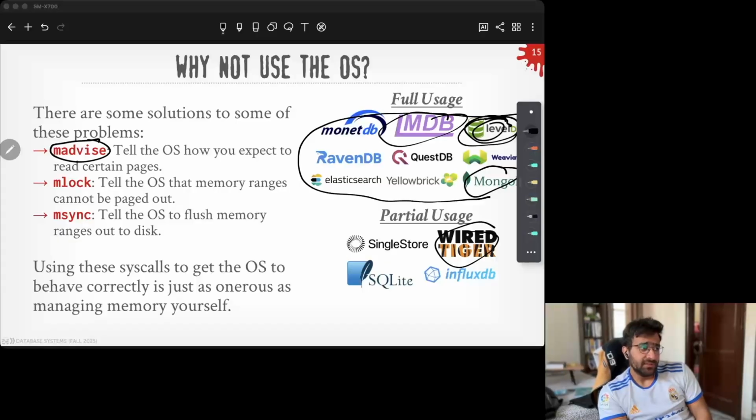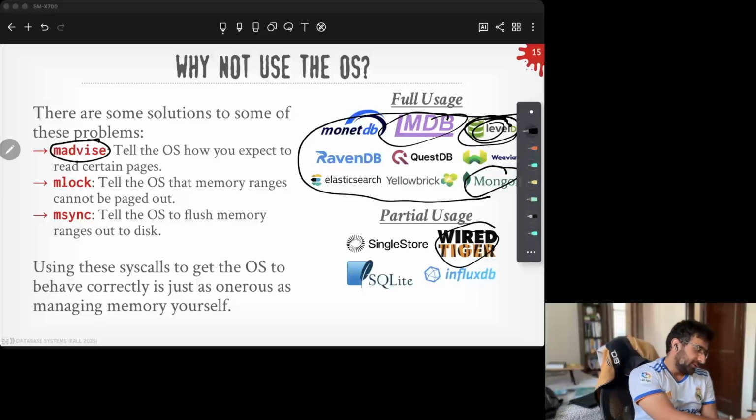Then you can do an msync to flush. It is your counterpart to fsync: when you're writing and you want to ensure that what you have written is persisted to disk, you can do an msync for that. So msync is just a counterpart for fsync, which you use when you have opened a file with fopen.